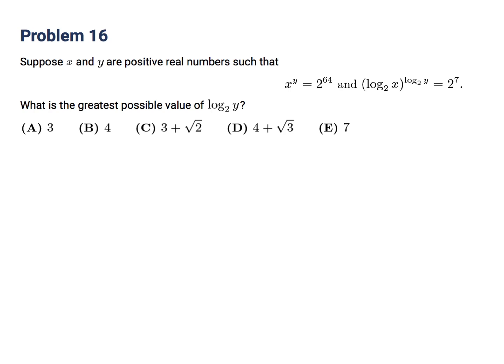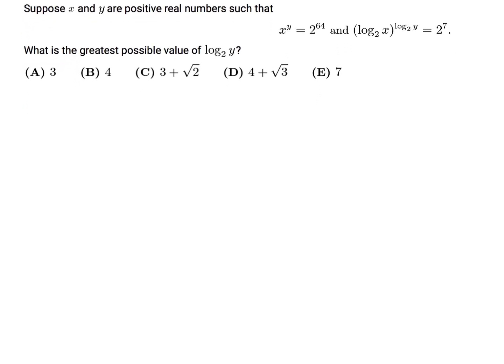Suppose x and y are positive real numbers such that x to the power of y is equal to 2 to the power of 64, and log x to the base 2 to the exponent log y to the base 2 is 2 to the power of 7. What is the greatest possible value of log y to the base 2?